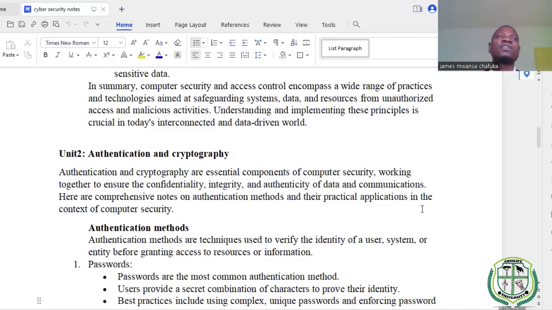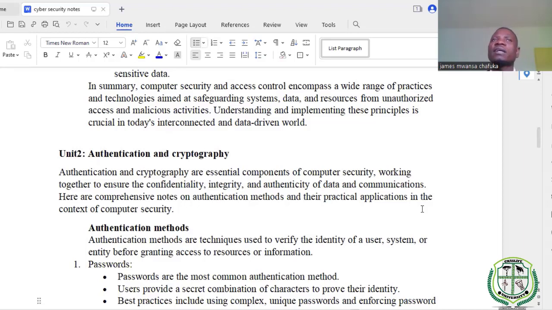So under authentication, we are saying that authentication and cryptography are essential components of cybersecurity. Authentication and cryptography are essential components of computer security, working together to ensure the confidentiality, integrity, and authenticity of data and communication.